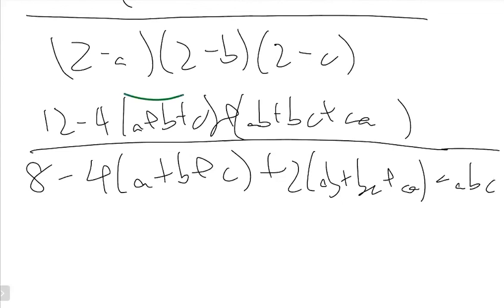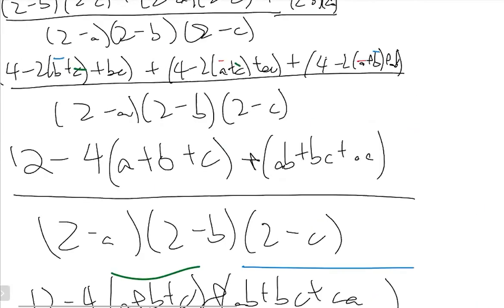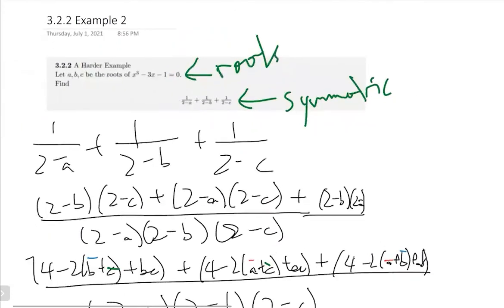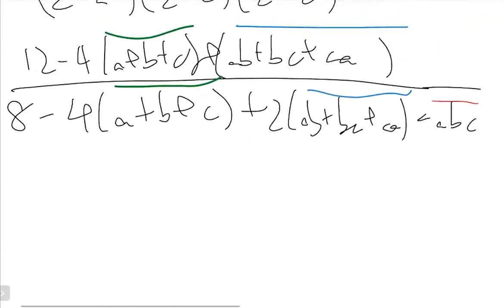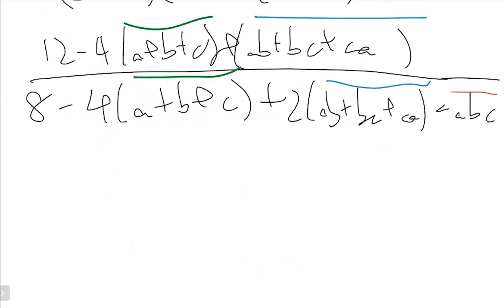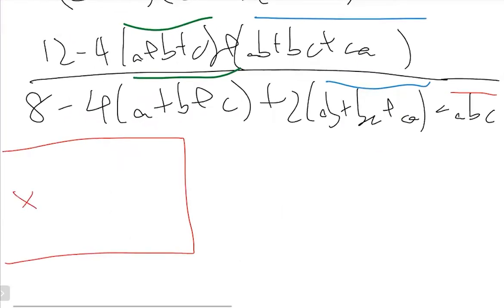We can find a plus b plus c. We can find ab plus bc plus ca. And we can also find abc, from Vieta's formulas. So now it just remains to plug it in. So we look at the original expression here. A, B, and C are the roots of the original polynomial. So let's put it here in red. The polynomial is x cubed minus 3x plus 1.